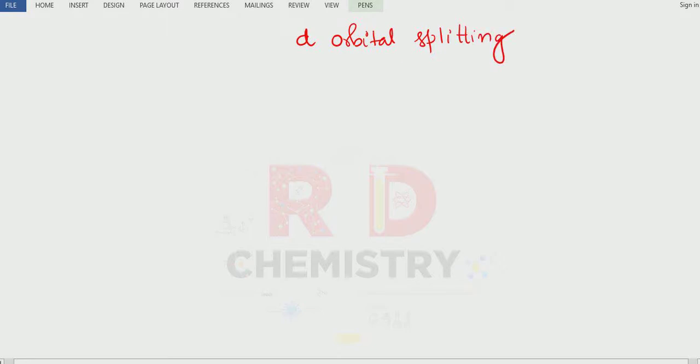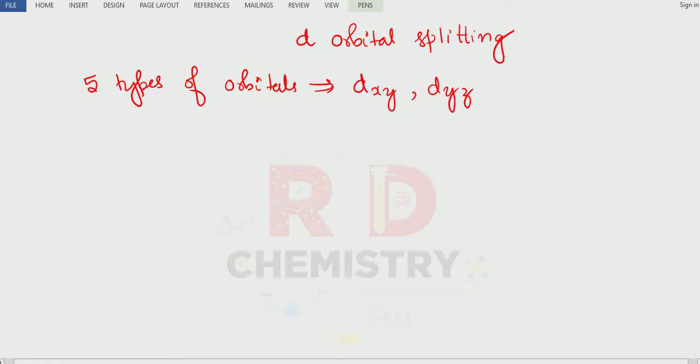Students, tell me now, how many types of d orbitals are there? 5 types of d orbitals are there, correct? Can you name them? Yes, we have got dxy, then we have got dyz, then dzx or xz. Then we have got d x square minus y square, and then we have got d z square.